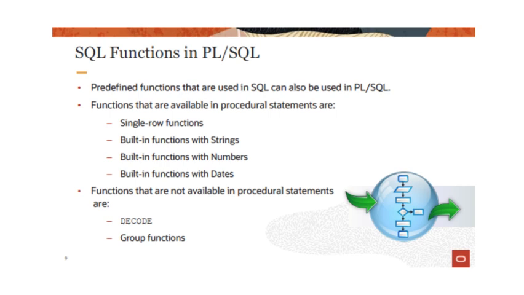SQL provides several predefined functions that can be used in SQL statements. Most of these functions, such as single row, number, character, data type conversion, and date and timestamp functions, are valid in PL/SQL expressions as well. The following functions are not available in procedural statements: decode, group functions, AVG, MIN, MAX, COUNT, SUM, STDDEV, and VARIANCE. Group functions apply to groups of rows in a table and are therefore available only in SQL statements in a PL/SQL block. The functions mentioned here form only a subset of the complete list.